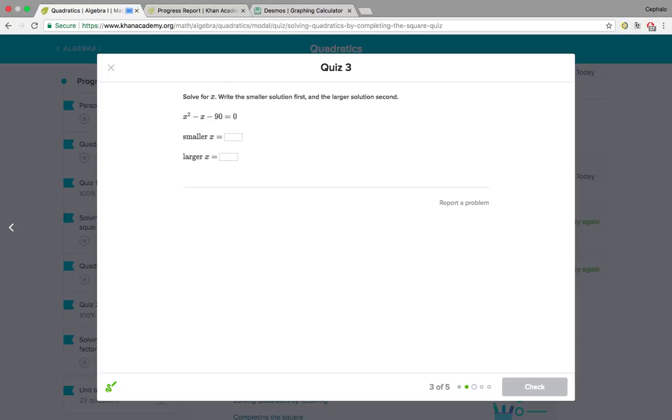Oh, God. I don't want to do this one over. You get negative 90 times negative 1. What could it be? Then you got 1 times 9, 2 times 45, 3 times 30, 5 and 18, 9 and, it's obviously 9 and 10. Negative 10, positive 9. Negative 10, positive 9. Oh, crap.